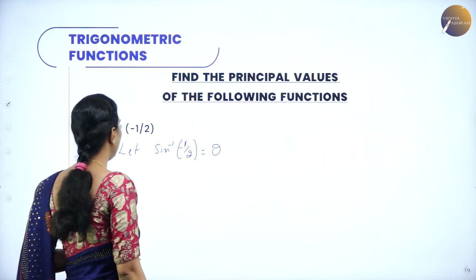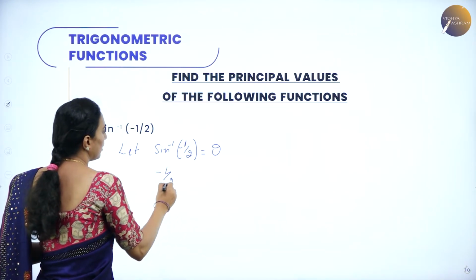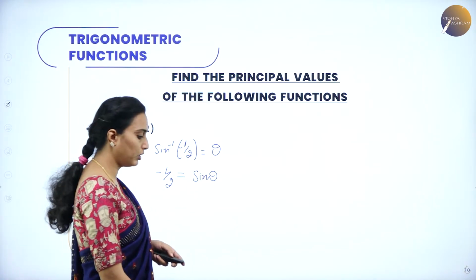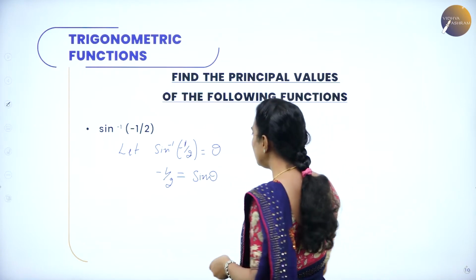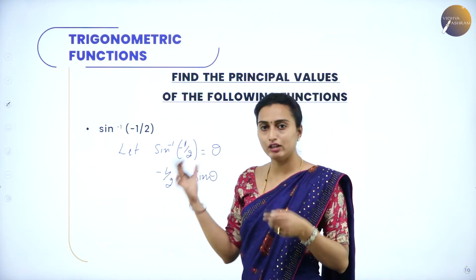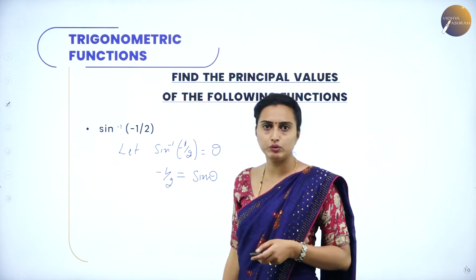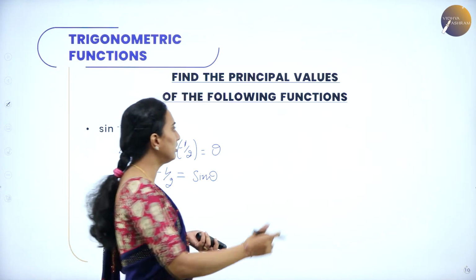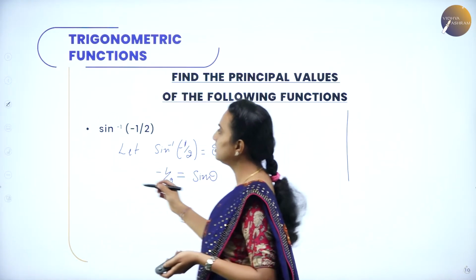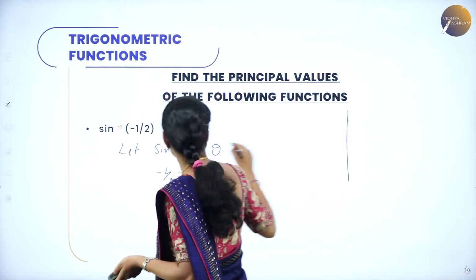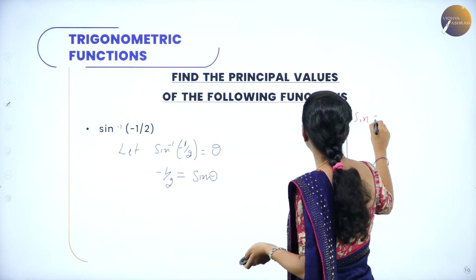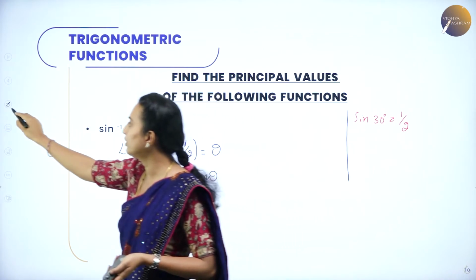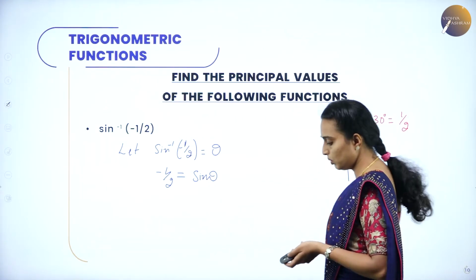Correct? That is the problem I have taken. Now, minus 1 by 2 can be written as sine theta. Correct? So here, among the values of sine, we take 1 by 2, which is sine 30 degrees. You know already, isn't it? Sine 30 degrees is nothing but 1 by 2. I am going to write that sine 30 degrees is equal to 1 by 2.